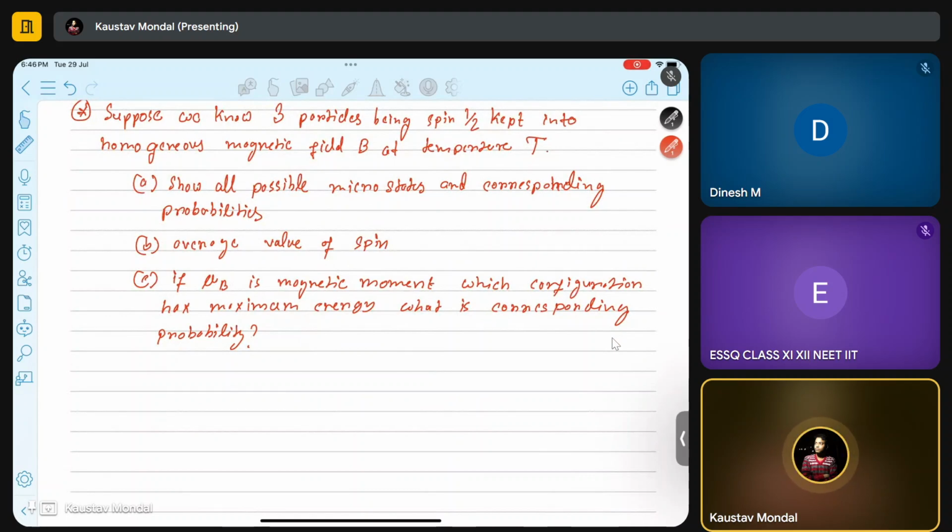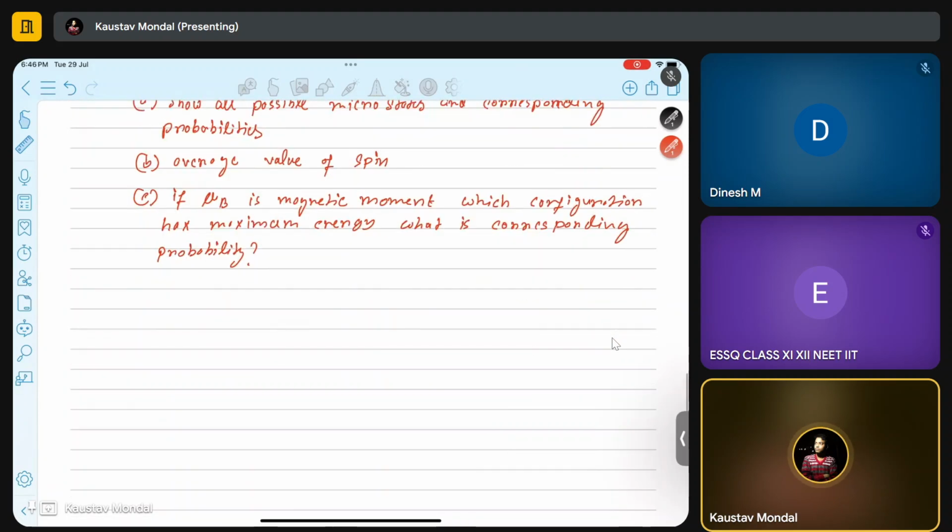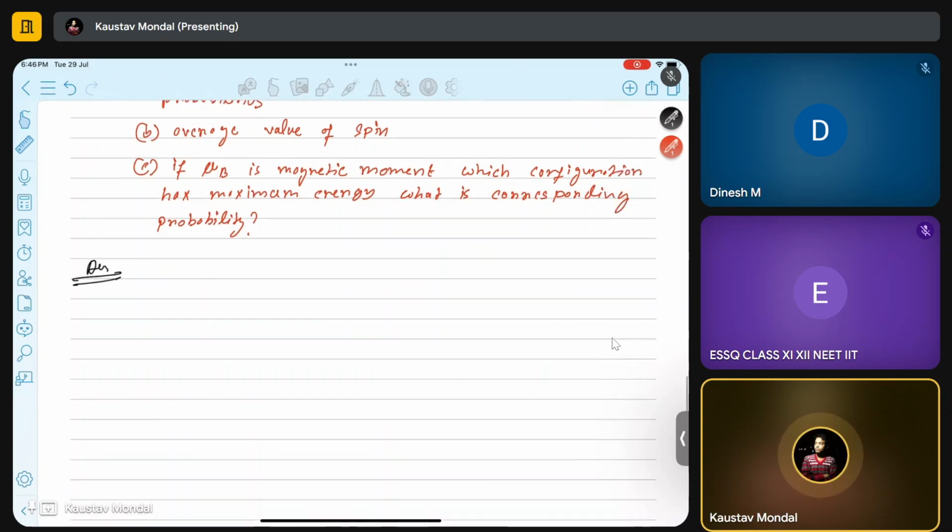Before solving the problem, let me just tell you a bit about spin particles. What are spin particles? That means the particles basically have a magnetic moment.